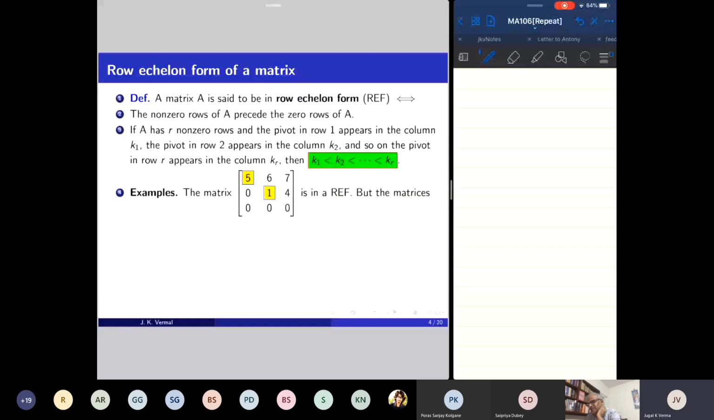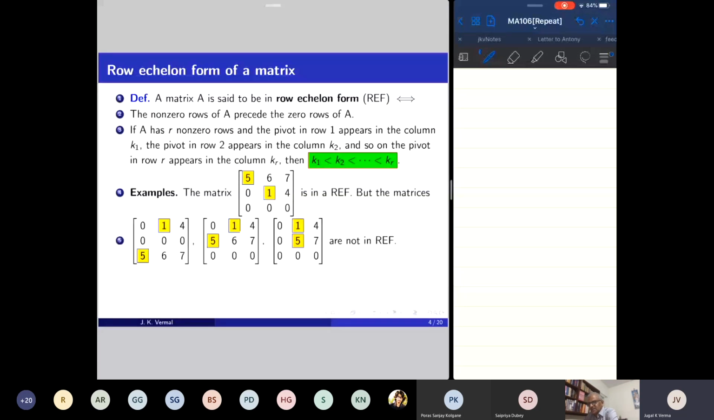So for example, this 3 by 3 matrix is in row echelon form, because the first row has its first non-zero entry, the pivot 5, and in the second row the pivot is 1, and it is to the right of the first pivot. And the third row has no pivot. So the pivots are sliding to the right, and the 0 rows are at the bottom. Then we say the matrix is in row echelon form.